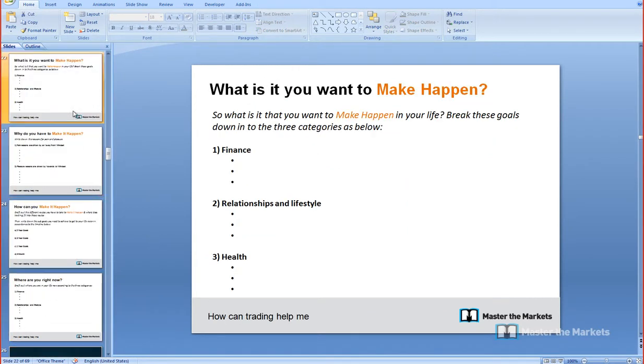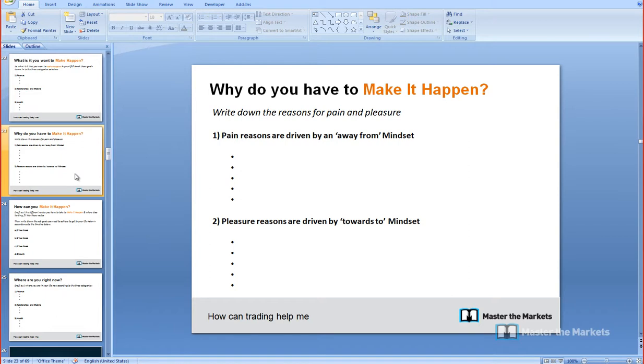Then we can go through some questions here. What is it you want to make happen in your life? Split into 3 categories. The reasons for pain and pleasure. What are the pain reasons that are going to get you to where you want to get to? What are the pleasure reasons that are going to get you to where you want to get to?